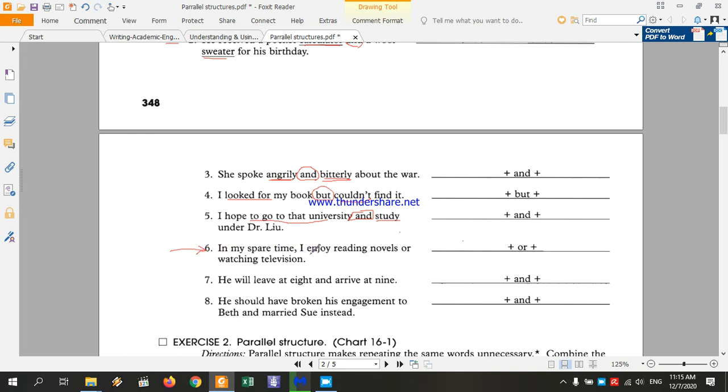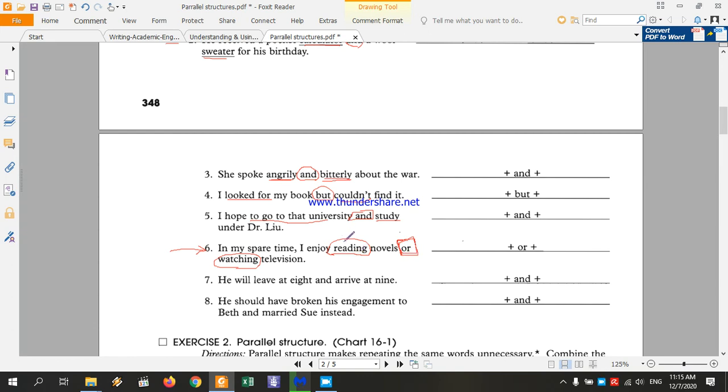Number 6. In my spare time, I enjoy reading novels or watching television. Enjoy is always followed by a gerund, enjoy reading novels or watching television. So the two parts, right before and after or, are equal.